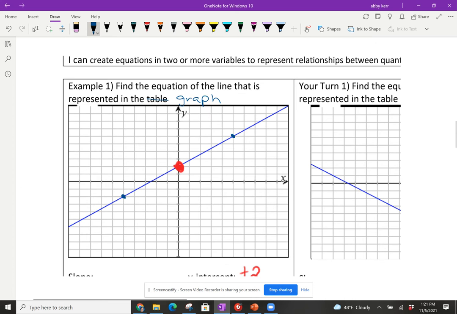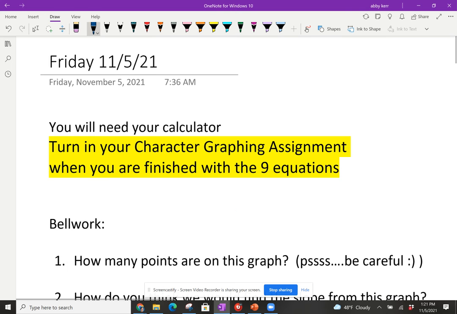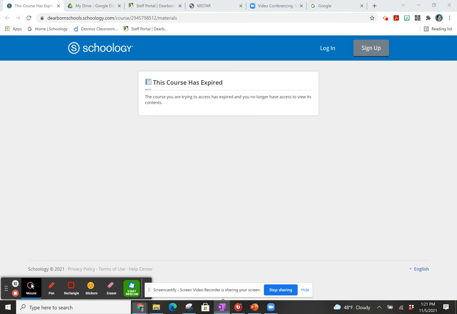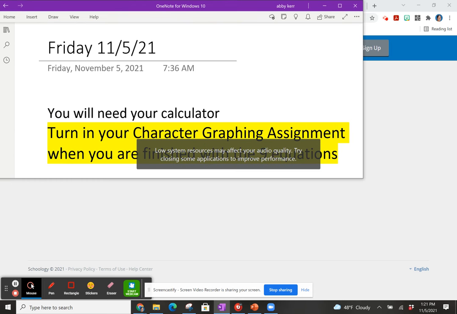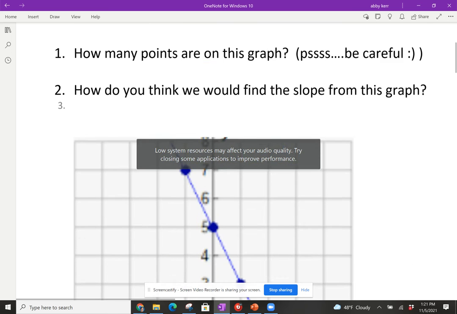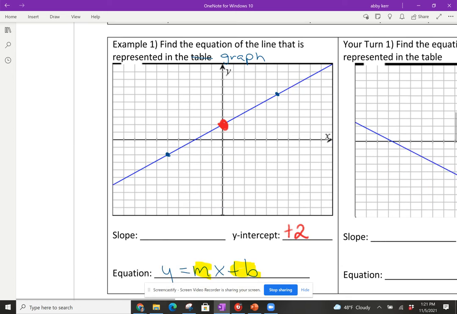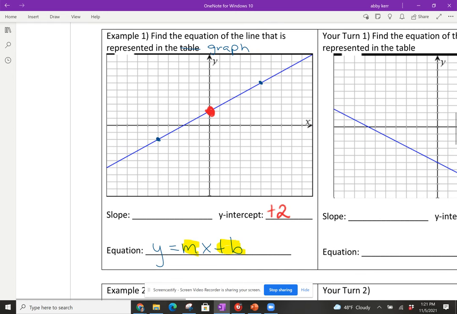Now, when you're looking at your graph, you can actually see if they're evenly spaced. Notice that these are evenly spaced, and that's exactly what we are looking for.